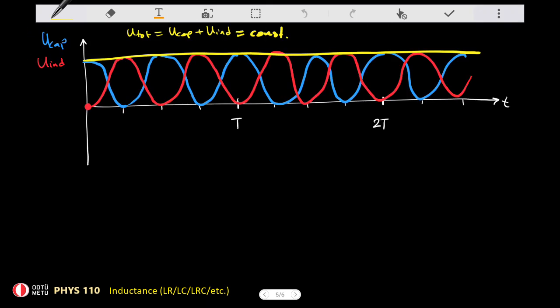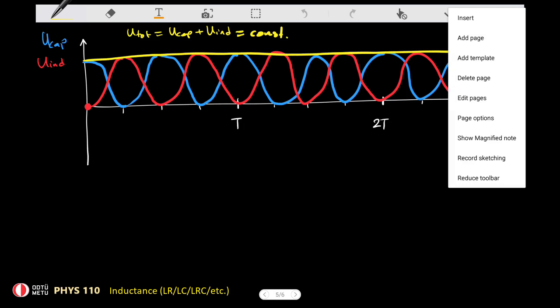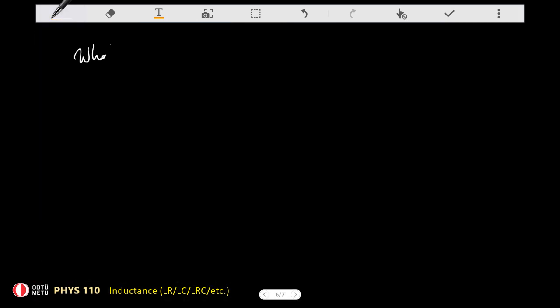Right, at this point, I'm going to have an analogy. Let me add one more thing. So what happens if there's a resistor?